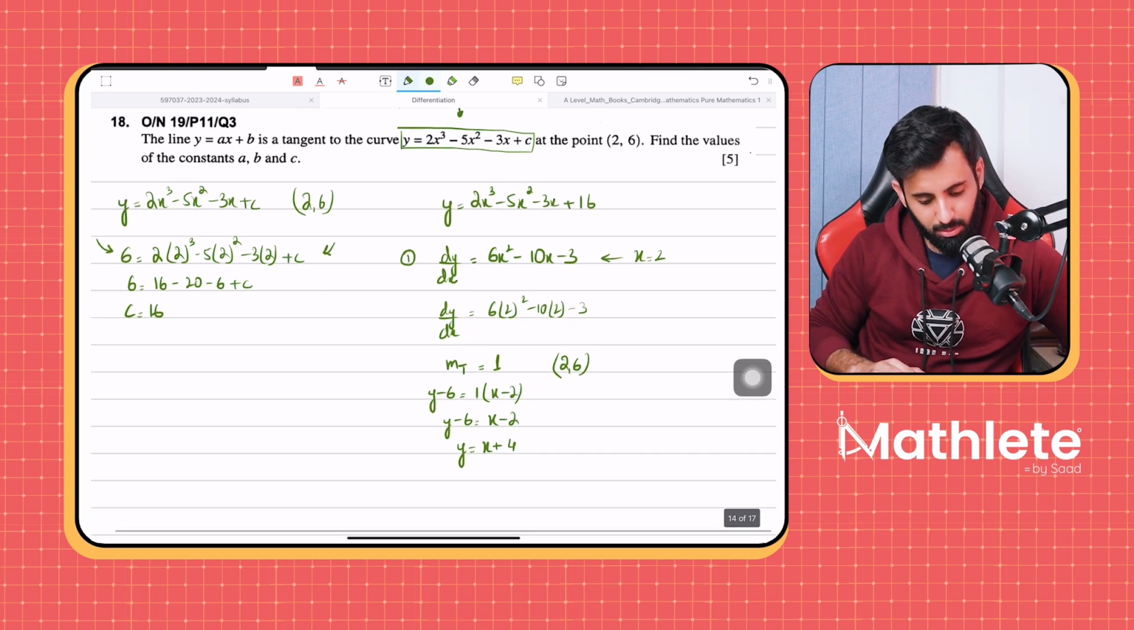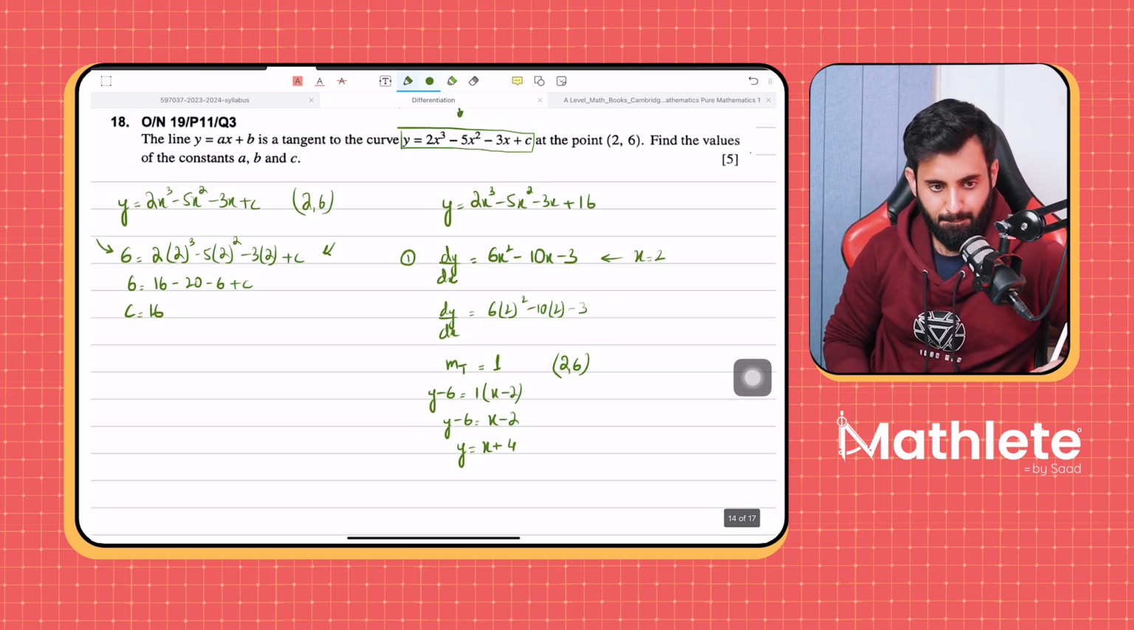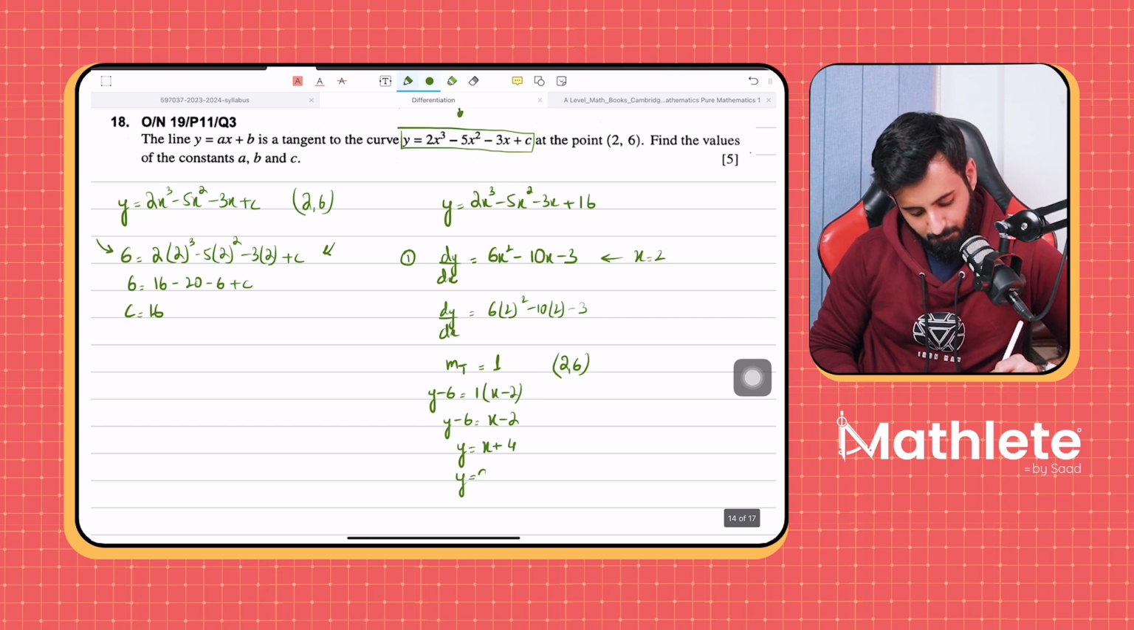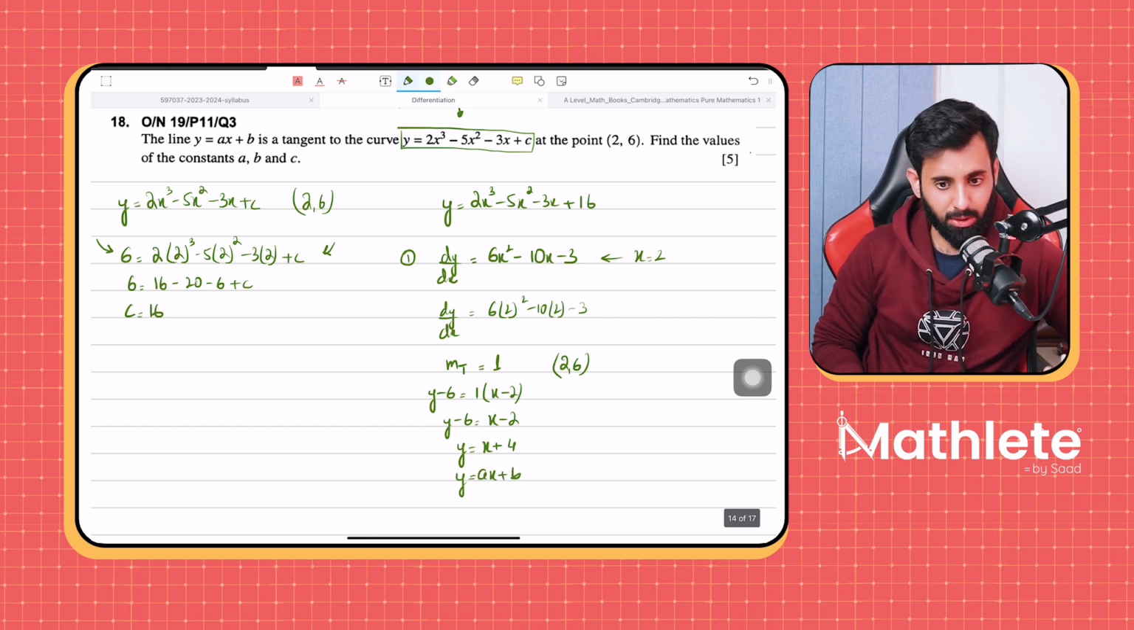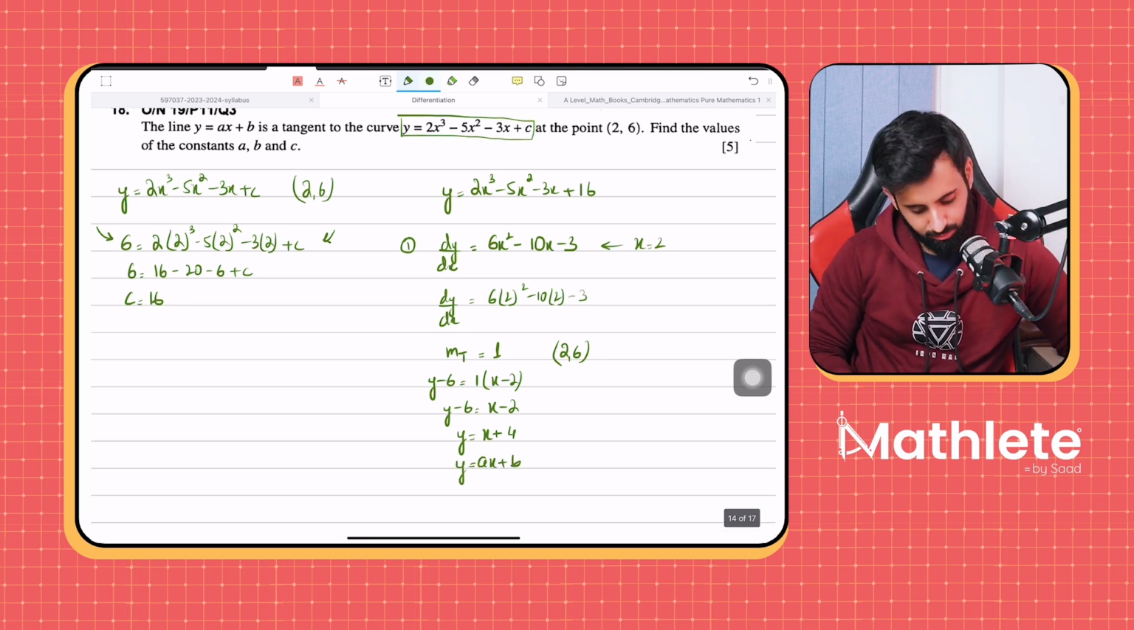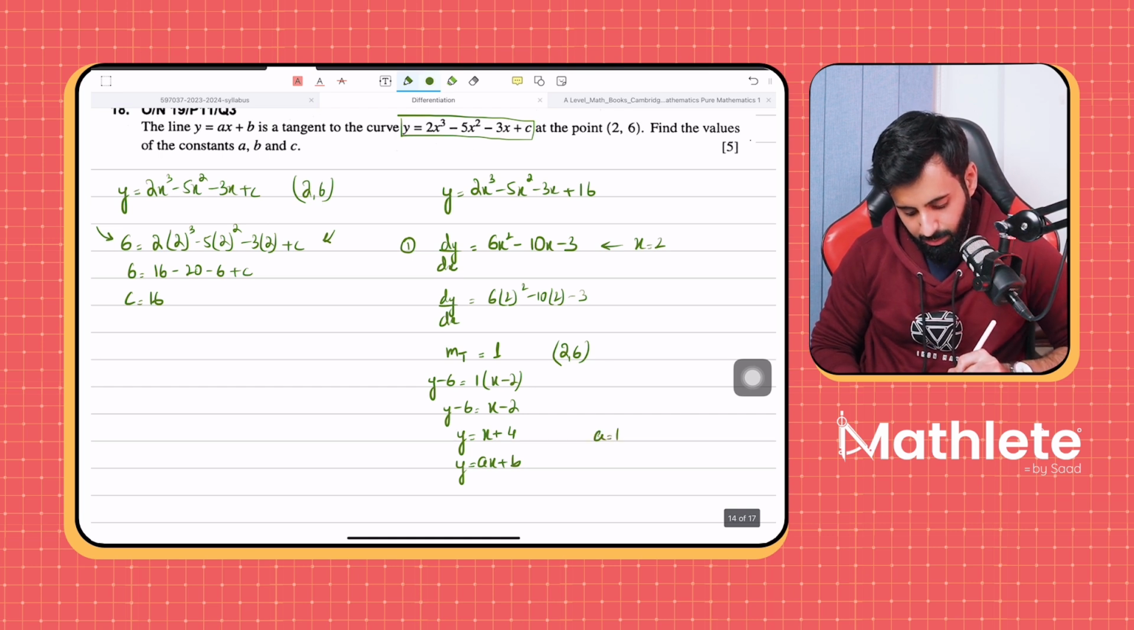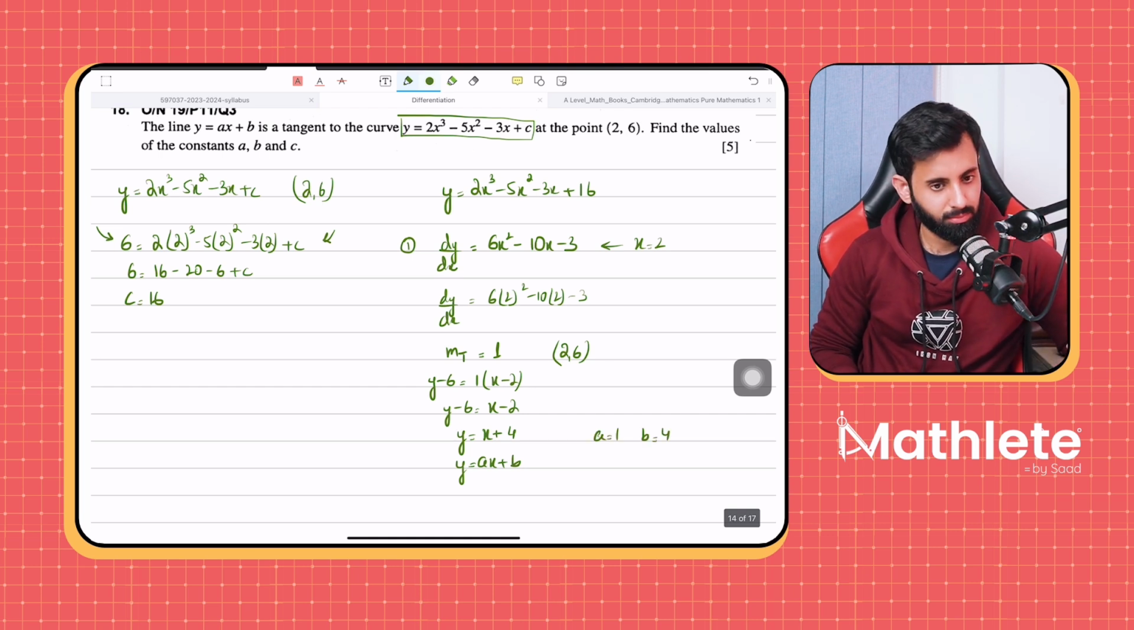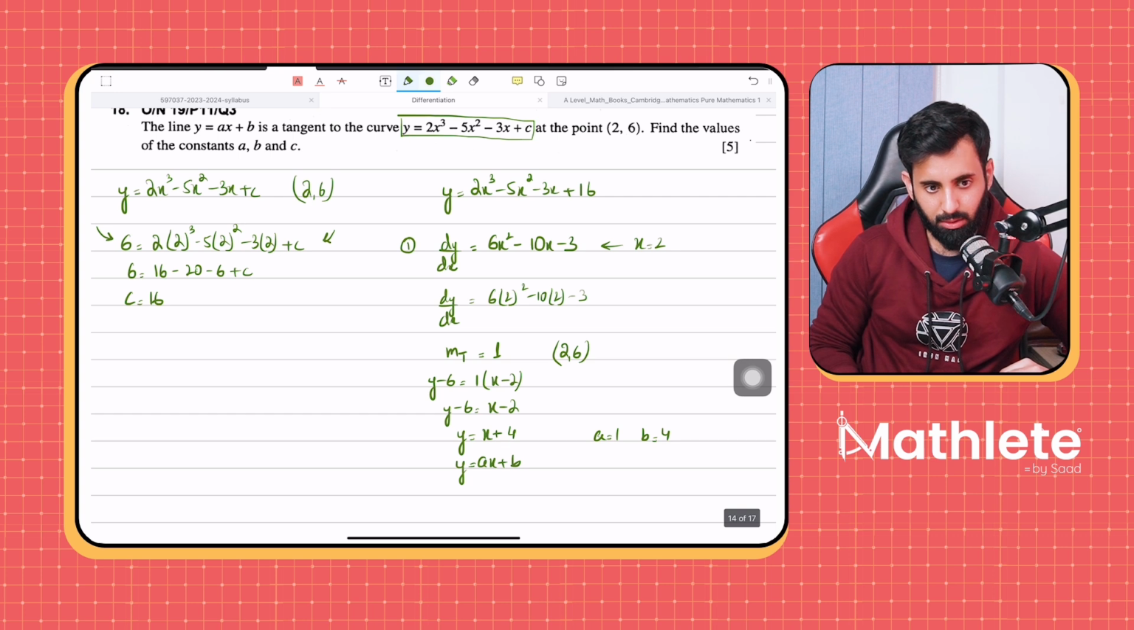Now what is a equal to and what is b equal to? 1, 4. A equals 1 and b equals 4. Yeah, a equals 1 and b equals 4, Ubaid.